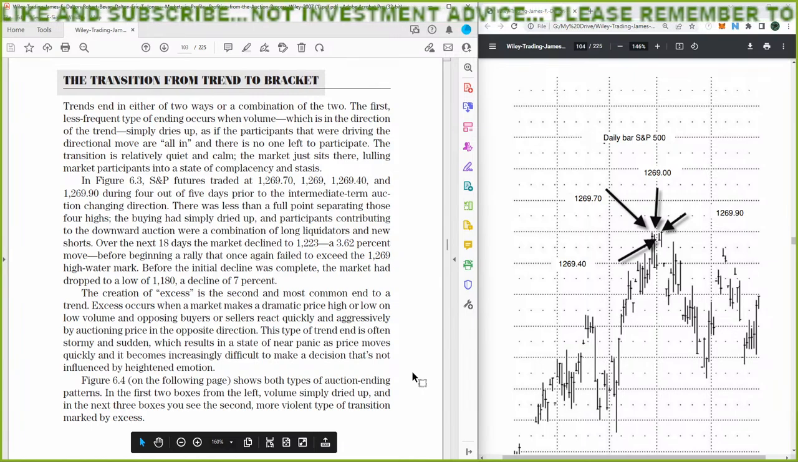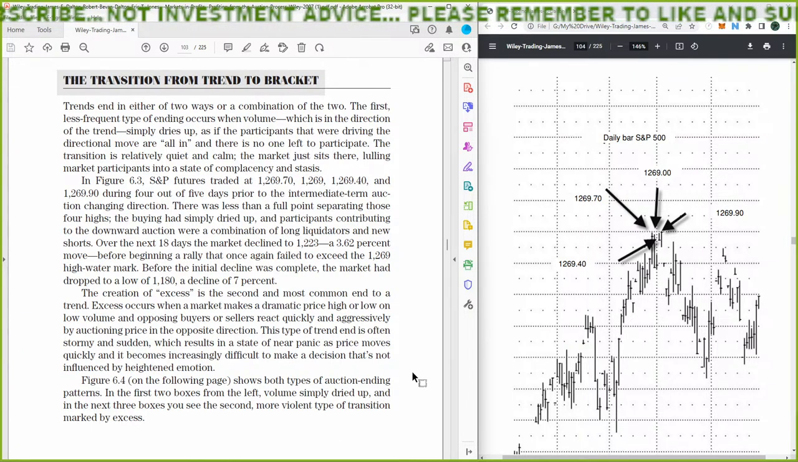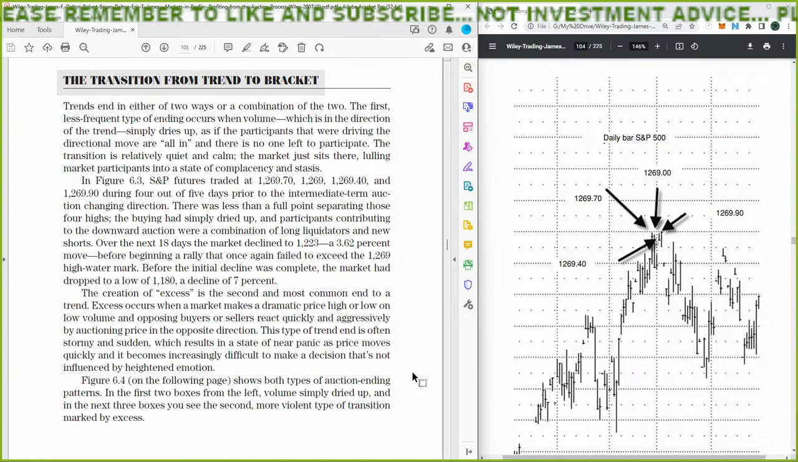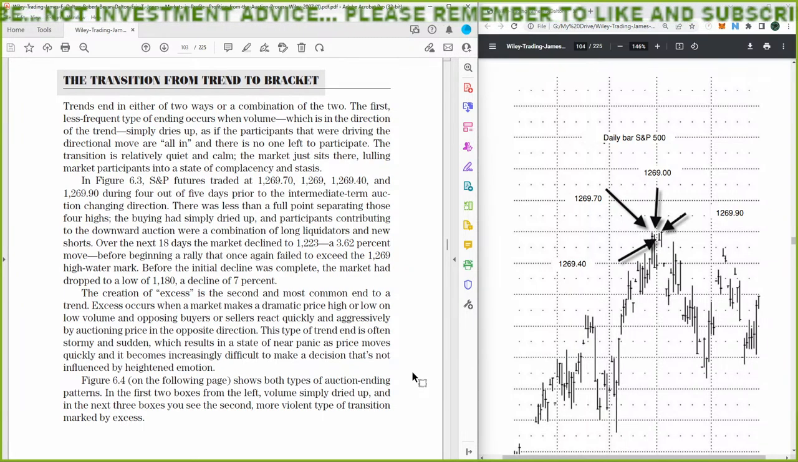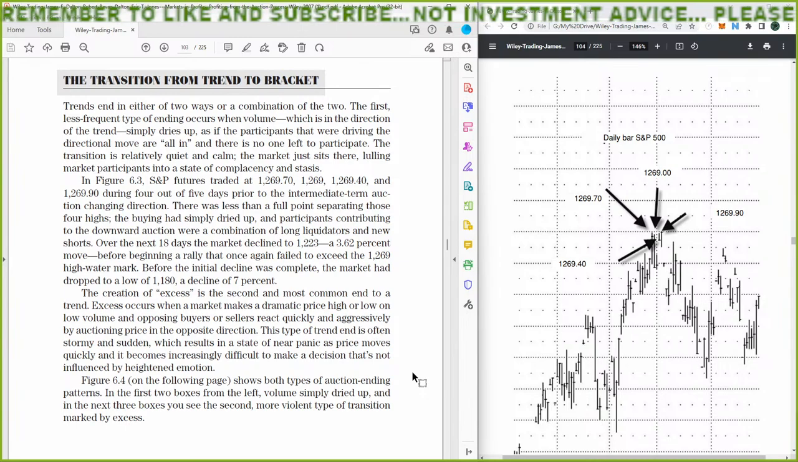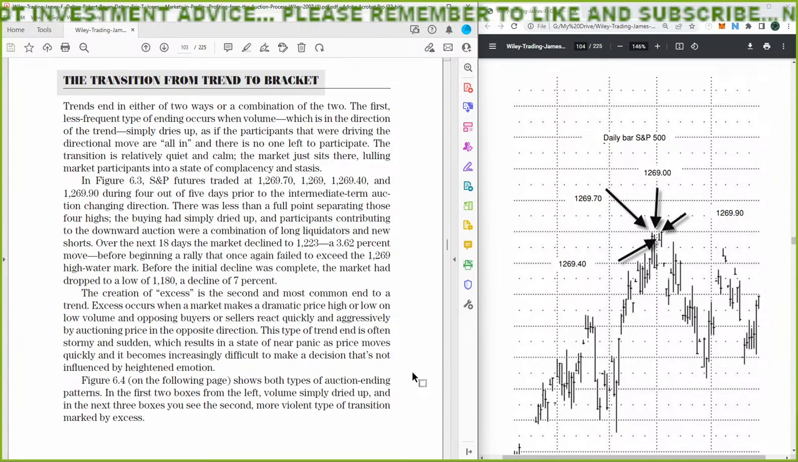In Figure 6.3, S&P futures traded at 1269.70, 1269, 1269.40, and 1269. During 4 out of 5 days prior to the intermediate term auction changing directions, there was less than a full point separating those 4 highs. The buying had simply dried up, and participants contributing to the downward auction were a combination of long liquidators and new shorts over the next 18 days. The market declined to 1223, a 3.62% move, before beginning to rally, but that rally failed to exceed the 1269 high-water mark. Before the initial decline was complete, the market had dropped to a low of 1180, a decline of 7%.